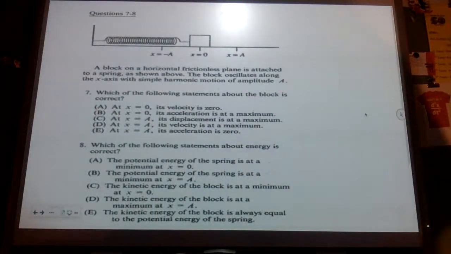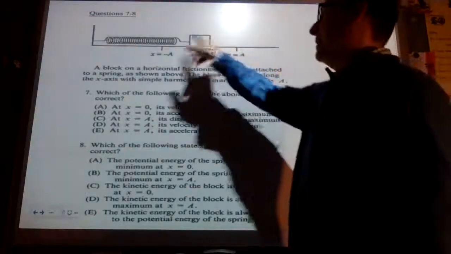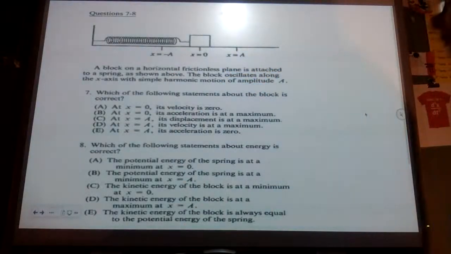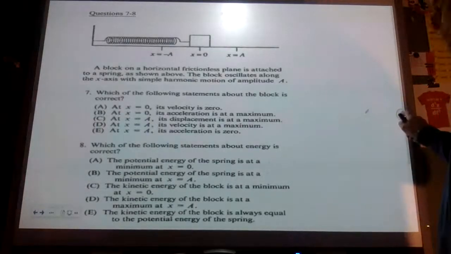Is attached to a spring as shown above. The block oscillates along the x-axis with simple harmonic motion of amplitude A. So it goes from A to negative A, back and forth. Which of the following statements about the block is correct?